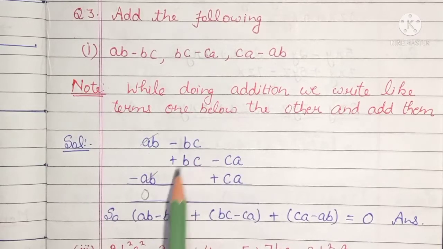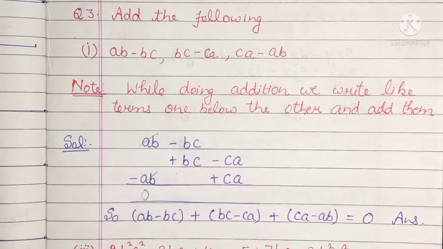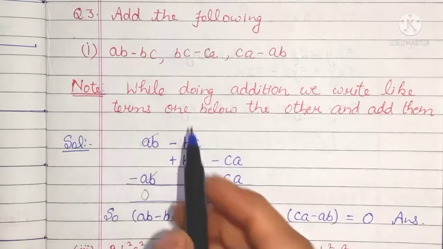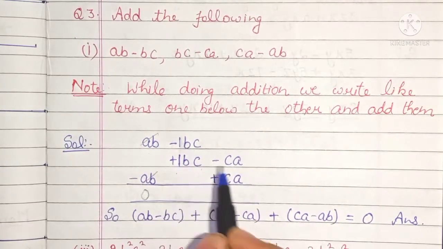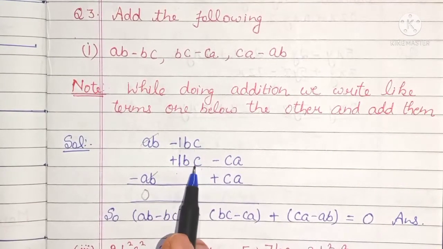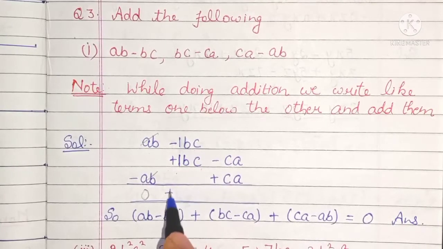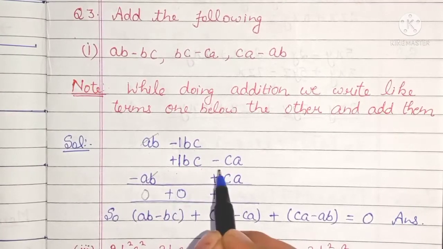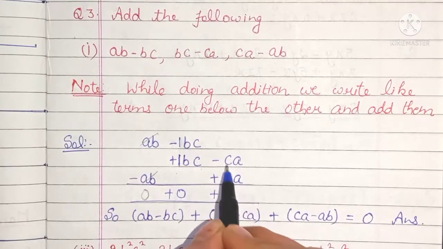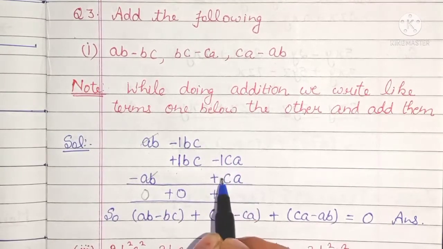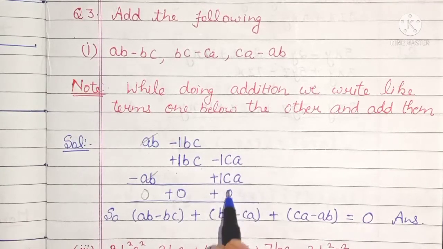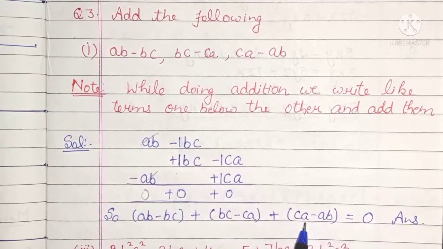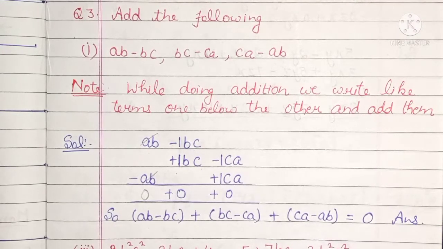Here I have minus BC and plus BC. Minus BC, what does it mean, students? Minus BC means it is minus 1 BC. Plus BC means it is plus 1 BC. So minus 1 BC plus 1 BC will again be 0. Similarly, minus CA means minus 1 CA and plus 1 CA. That will also be 0. So the addition of these 3 expressions will be 0.